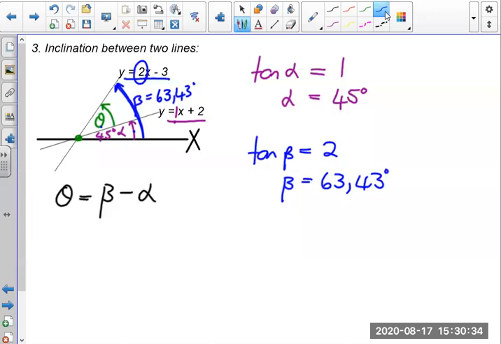So I calculate the inclinations of the two lines first. And then I'm just going to subtract. So theta is 63,43 minus alpha, which I calculated as 45. And if I subtract that, I get 18,43 degrees.